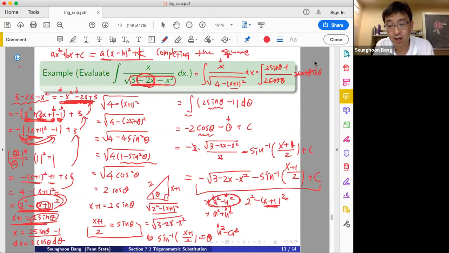Anyway, this is the idea. Could you understand this one, Adam, or do you need more explanation? What do you think? Yes, okay, good. So the x plus 1 equal to 2 sine theta always comes from the inner function of the square root of 3 minus 2x minus x squared. Always from here.